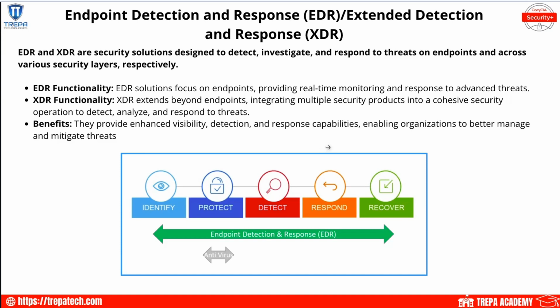XDR, extended detection and response, kind of goes beyond endpoints. It integrates multiple security products into a cohesive security operation to give us kind of that single pane of glass, whether that be detecting stuff in the cloud, on our endpoints, on our servers, potentially network infrastructure, to detect, analyze, and respond to threats. So you choose one or the other. It kind of just depends on what you're focusing on. If you want specific protection on an endpoint and just solely focusing on the endpoint, you go with EDR. If you kind of want a more scaled out version of it that integrates a lot more things, that gives you more of a single pane of glass, you're going to go with XDR.